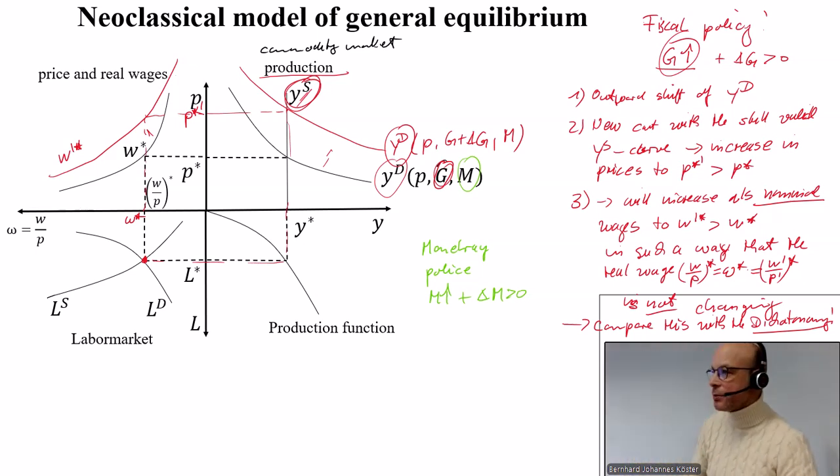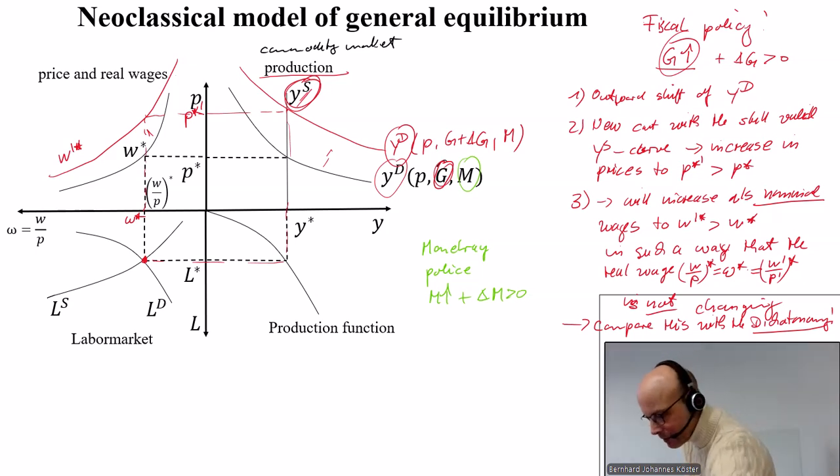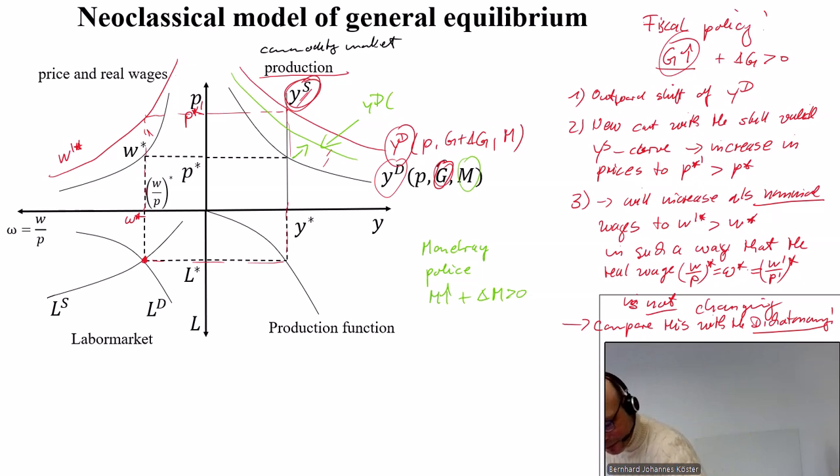It also shifts outward. Yes. So let's shift it like this. This would be then YD of P plus G plus M plus delta M. Again, just printing money doesn't change anything in the framework of our economy. We are not more clever than before.